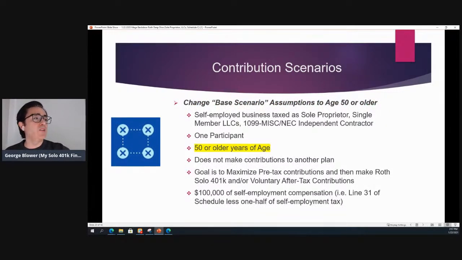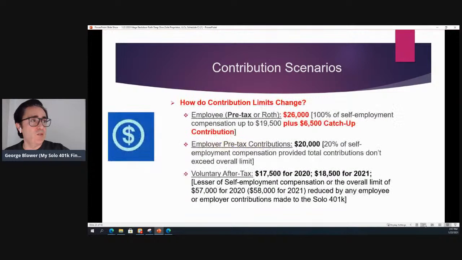Okay, so here let's go back to the base scenario, but this time we're going to change the age. So now we have someone that's 50 years or older. How do things change? So the person has $100,000 of self-employment compensation. They want to first maximize the pre-tax employee contribution. Now they can go all the way up to $26,000 because they have that $6,500 catch-up.